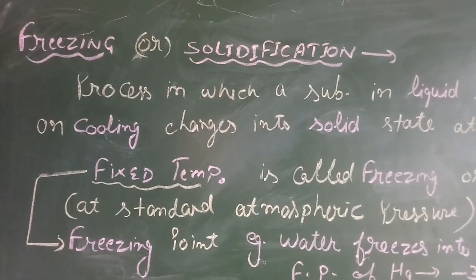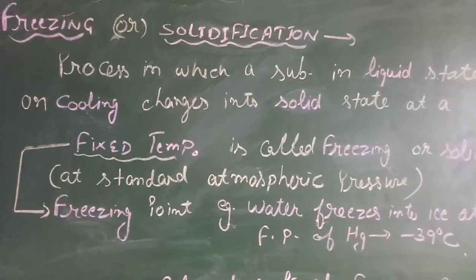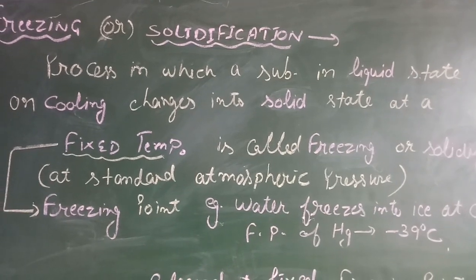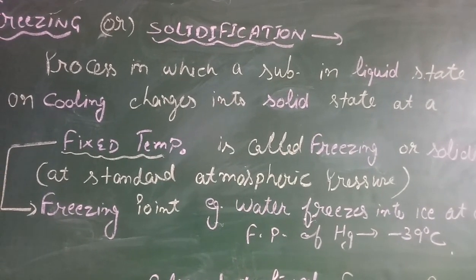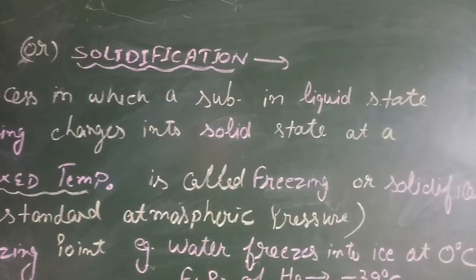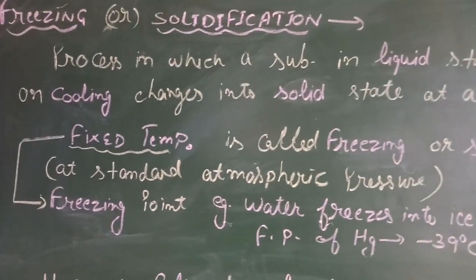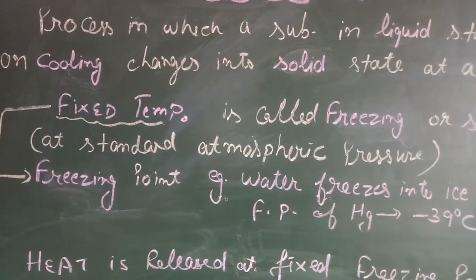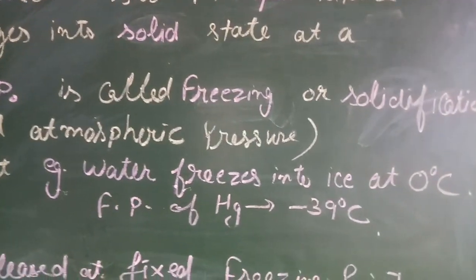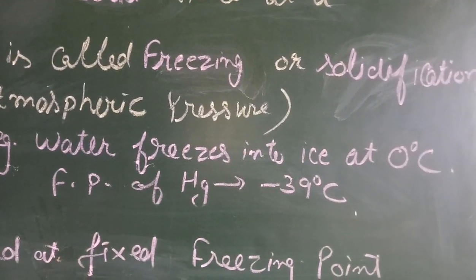So student, next topic is freezing point or solidification. It is the process in which a substance in a liquid state on cooling changes into solid state at a fixed temperature, and this process is called freezing or solidification. And the freezing temperature at standard atmospheric pressure is called freezing point. For example, water freezes into ice at 0 degrees Celsius.